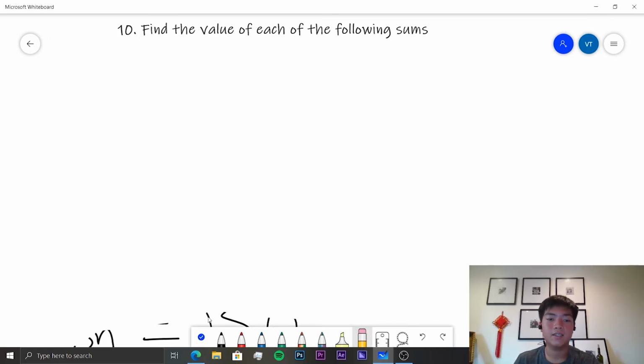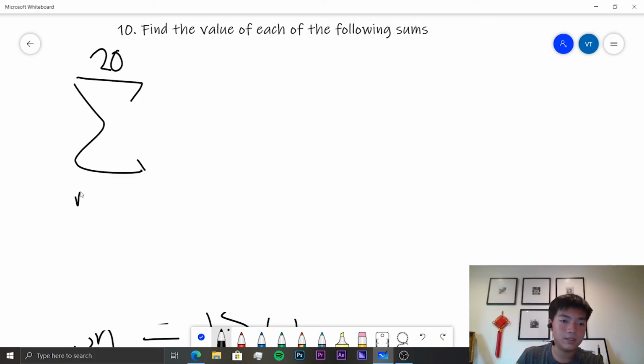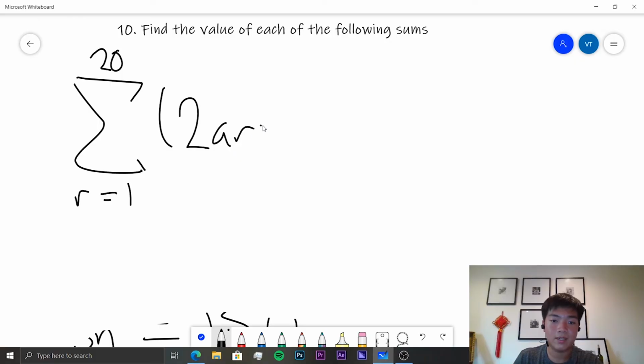And the final question of today's episode will be u_r, where r ranges from 1 to 20, and it's equal to 2ar minus 1. They love the variable a, don't they?